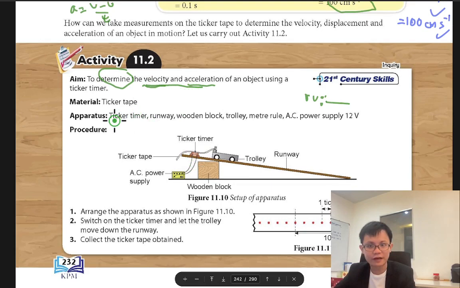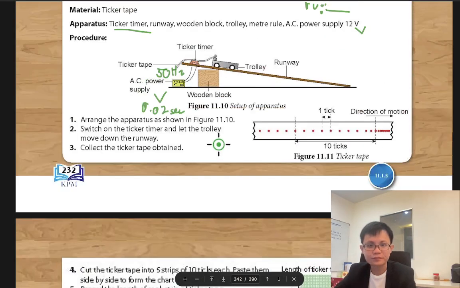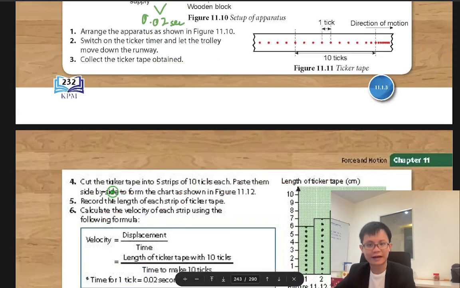Okay, so now what you have is a ticker timer. You have the electric supply, 12 watt. Assuming this ticker timer is 50 hertz, which is usually just 50 hertz, it is 0.02 second for one tick. Arrange it. So you put the trolley and it will pull the paper, and the trolley will come down, and then it will dot dot dot. After it has made the dots, what you do is cut it into 10 ticks, up to you.